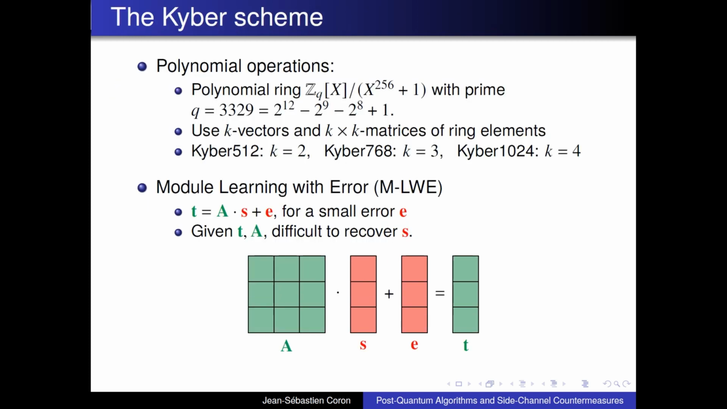The security of Kyber is based on a variant of the ring learning with error problem, which is module learning with error. It's almost the same as previously, except that we are working with vectors and matrices. We are given a matrix A, where the elements of A are elements in the polynomial ring, and we generate a vector S with small polynomials and an error E with small polynomials, and we compute the matrix-vector product AS plus E, which gives T. The module learning with error problem is, given A and T, to recover S. It should be hard to recover S given A and T.